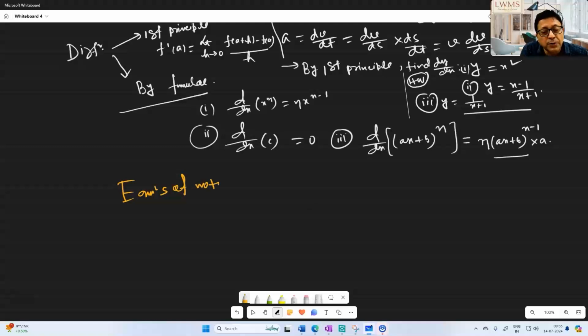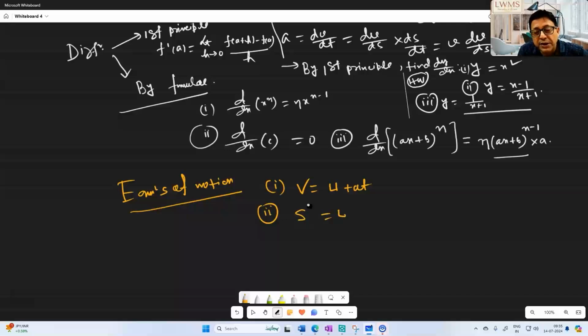Equations of motion: you must practice the derivation once, that is v equal to u plus at. You must practice the derivation by using calculus. s is equal to ut plus half at square.